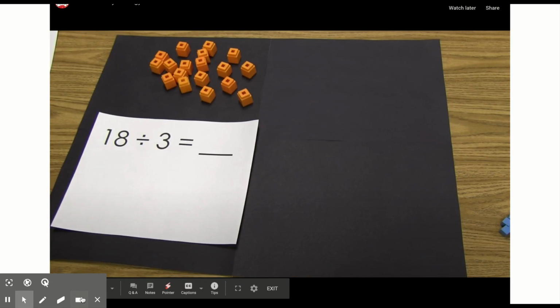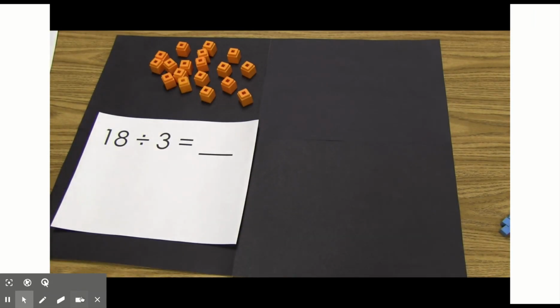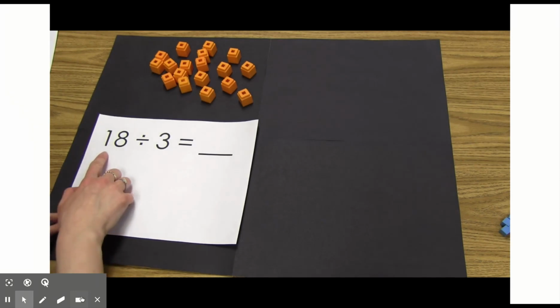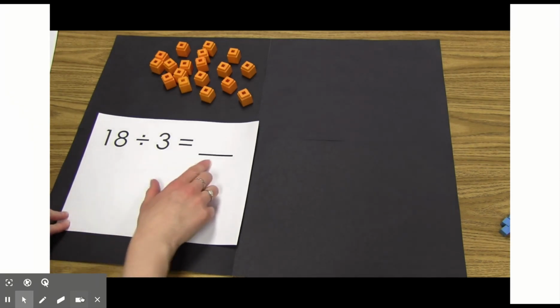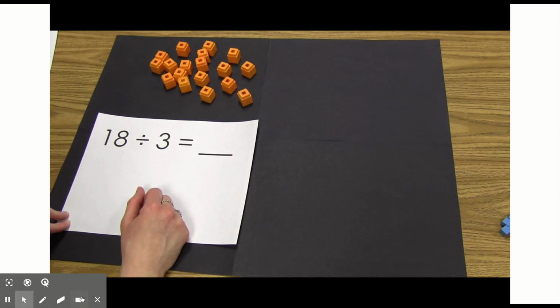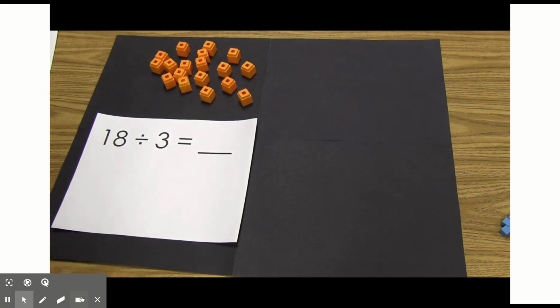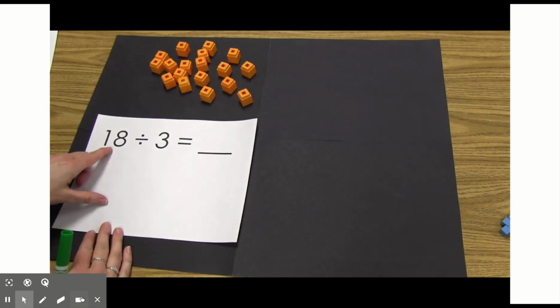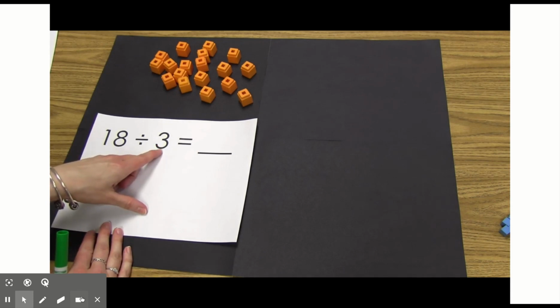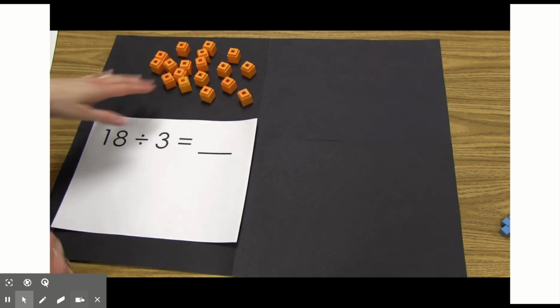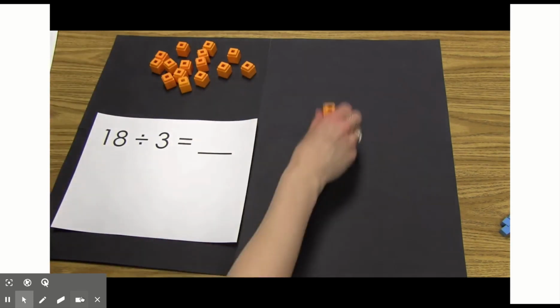Hello, today we're going to be doing a division problem where I'm going to show you the array strategy. So what I have here is the division problem 18 divided by 3 equals, we don't know. For an array, we're going to split up 18 into 3 equal rows. I have 18 blocks here. I'm going to make my 3 rows.